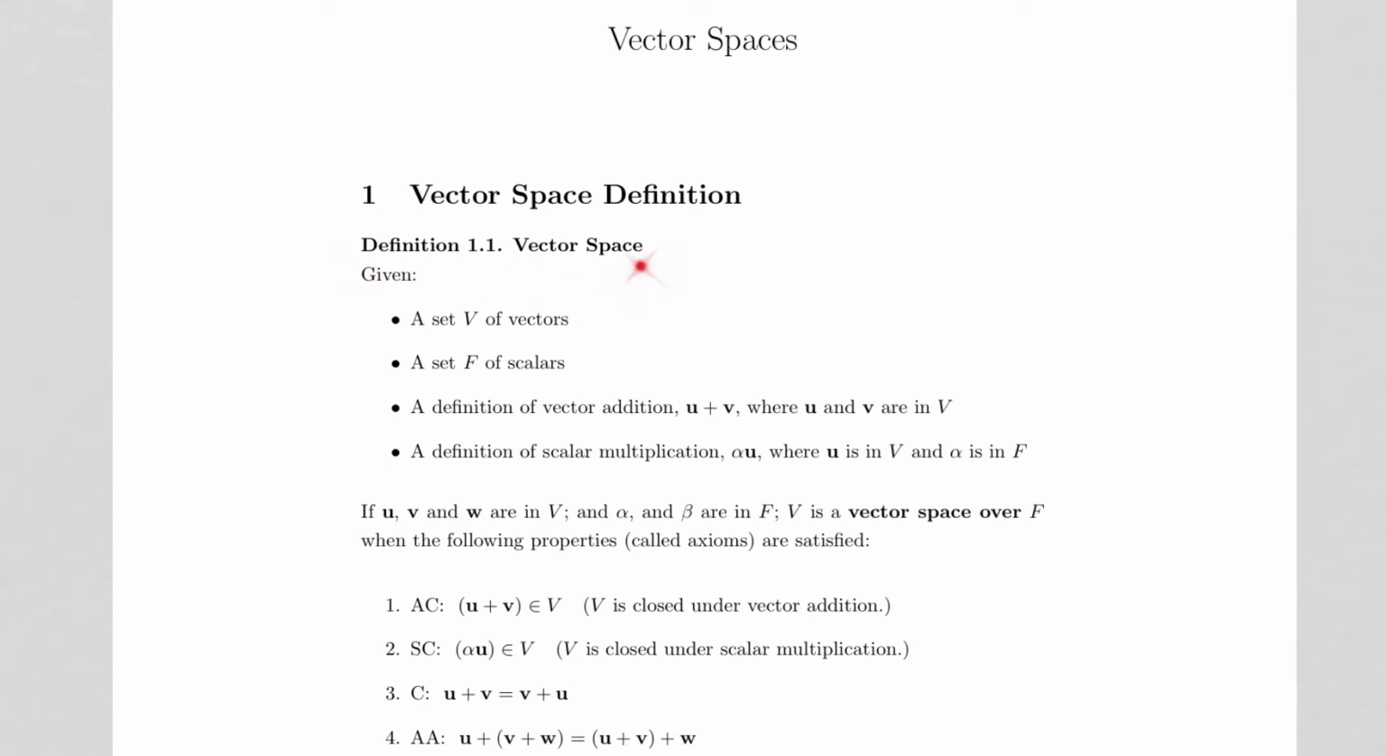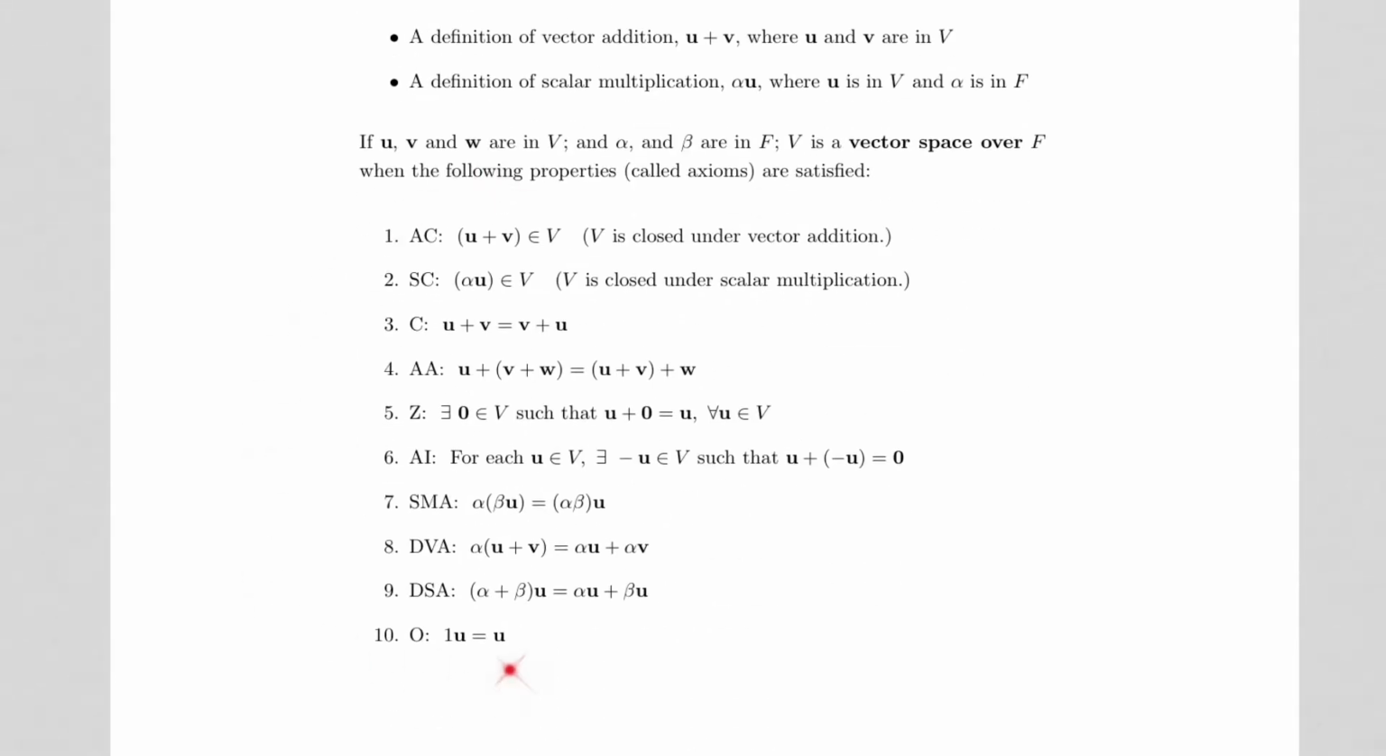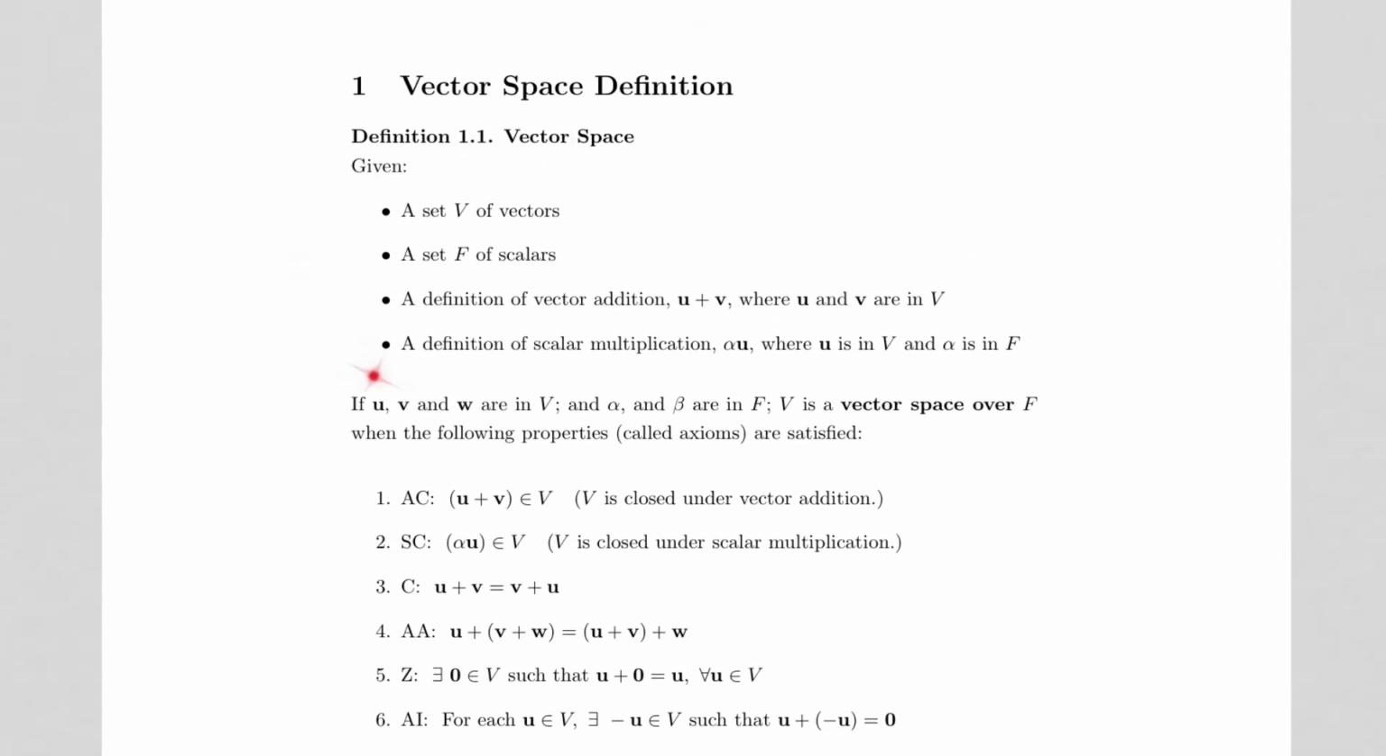This is one definition. It's quite long, so we're going to take our time to go through this. If we are given four things, two sets and two definitions, if those four things satisfy 10 rules, which we'll call axioms, then those four things form a vector space. Okay, so that's the big picture. So what are these four things? Well, we have two sets and two definitions.